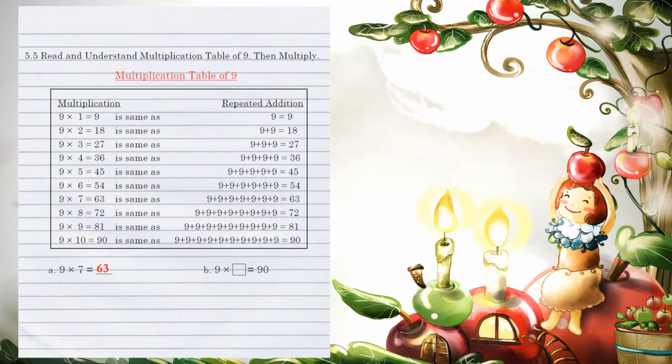Example B. 9 times what number equals 90? Using the same procedures, you're eventually going to get to an answer of 10.